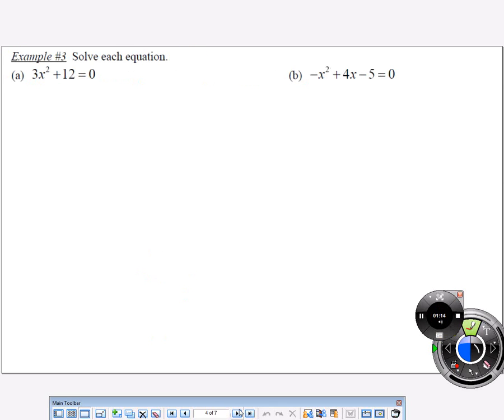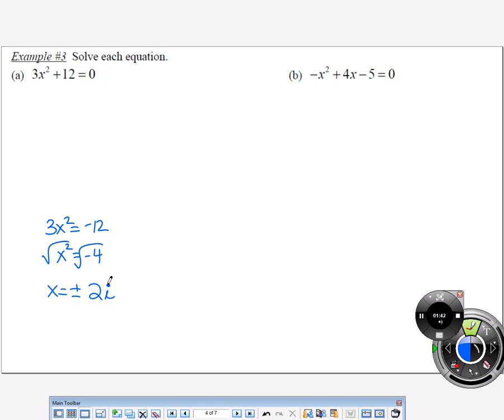The next idea we want to see is how we would solve equations like this. So in part A here, first thing I would do is subtract 12 from both sides and then divide by 3 and square root both sides. So normally we'd stop here and say no real solution, but this just says solve and doesn't really say if they only want us to solve on the real number set or not. So I definitely would continue.